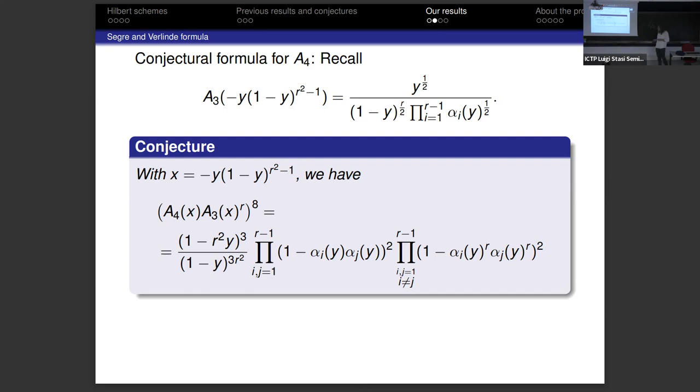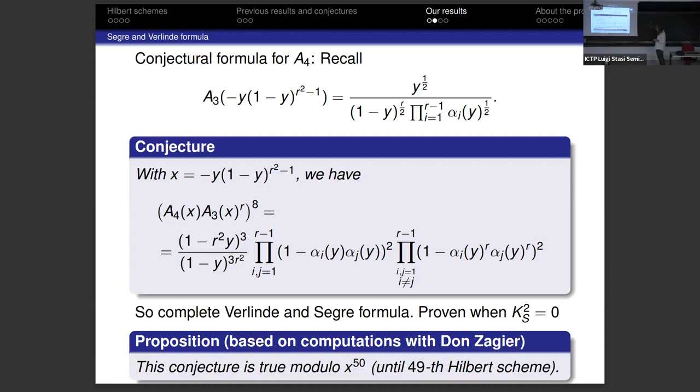Okay, so this is the conjecture. And so if one believes in the conjecture, this gives a complete answer both for the Verlinde and the Segre formula. And the proof, if this is proven when a squared is equal to zero, because that term is still there. And this conjecture, we know it's true because some years ago with Don Segre, he told me how to compute efficiently this algorithm with localization on the Hilbert scheme of points.